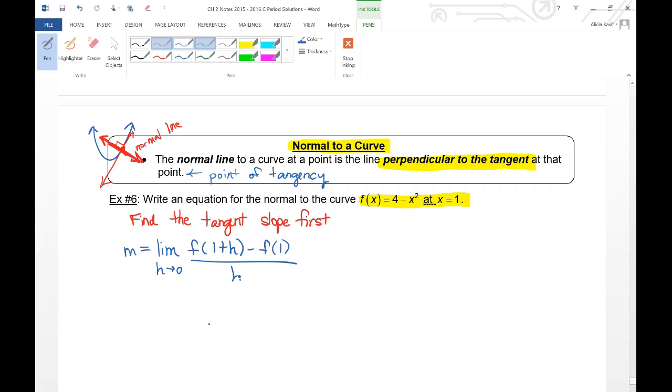So far I didn't do anything. I just wrote out the formula, but I plugged in an x value of 1. Okay, so remember, we're substituting into this 4 minus x squared. So what's that look like?